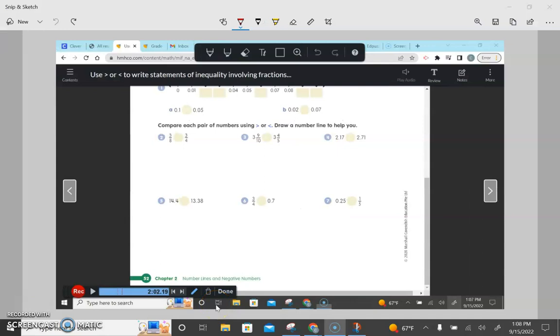Now let's go all the way over to page 52. We're going to look at number 2 on page 52. And what we're going to be doing now is comparing fractions with each other. Now, fractions can be a little bit difficult here, okay? But here's the thing, if you can compare whole numbers, you can also compare fractions or decimals. So what I like to do is change the fractions both to decimals.